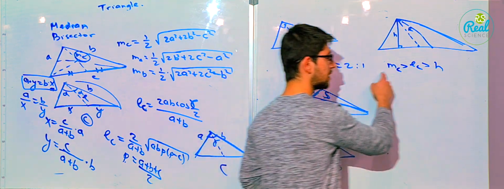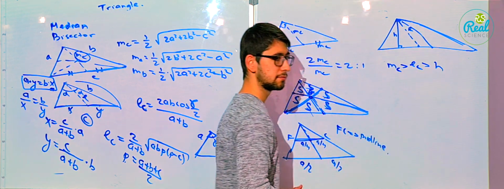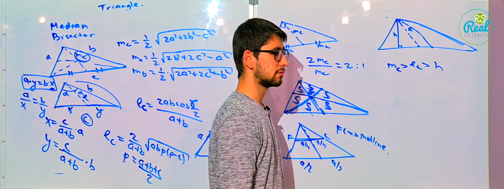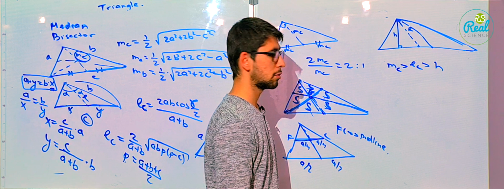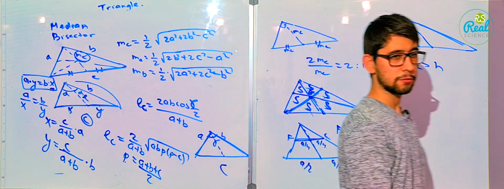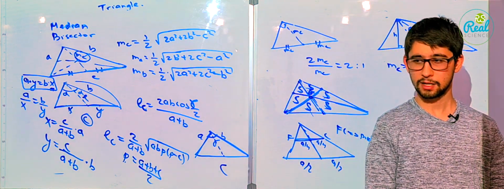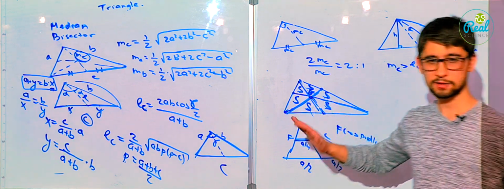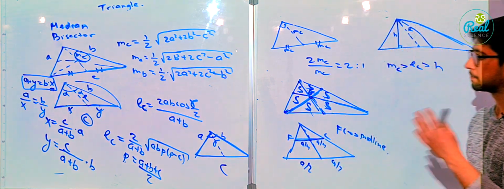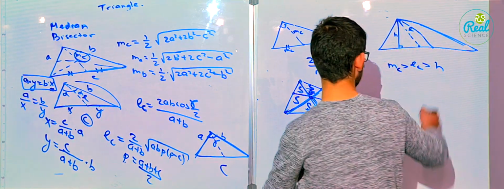They will be equal when? When will they be equal? When our angle will be 90? No. When your triangle is, yes, equilateral. Okay? All of the sides are equal. So copy.